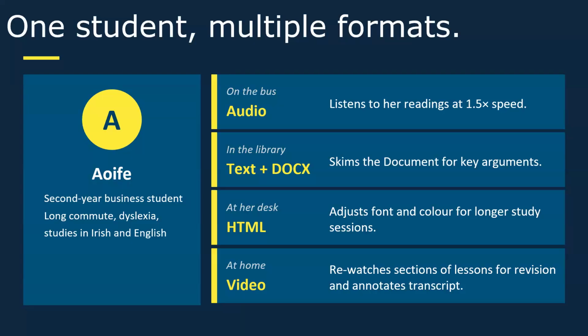And let's look at one student. So Aoife, a second-year business student, dyslexic, long commute to college, and studies in English and in Irish. So the different formats she uses: on the bus, she might listen to audio at 1.5 times speed to get through all of the content while she's commuting. But in the library, it's probably text or maybe a docx with Immersive Reader to be able to skim through the document to find key arguments, that kind of thing. But at her desk, she'd be using HTML, and then she can adjust the fonts and launch Immersive Reader in Edge again, for longer study sessions.